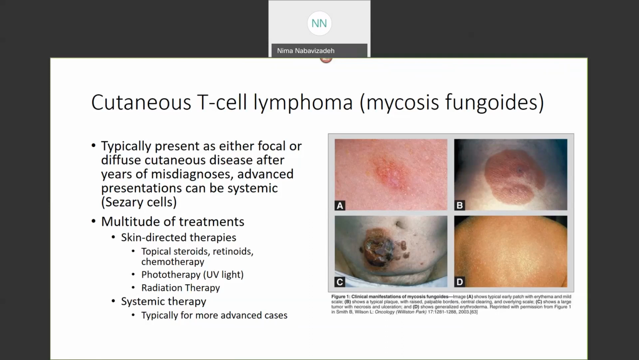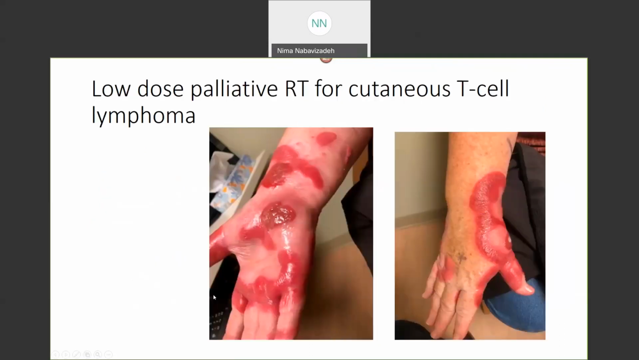There are a multitude of treatments for patients with cutaneous T-cell lymphomas, and these treatments can be divided into either skin-directed therapies or systemic therapies. And obviously, with radiation therapy, we come into play with the skin-directed therapies. Here's an example of a patient of mine who presented after years of misdiagnosis with this angry, painful right wrist cutaneous T-cell lymphoma. Very ulcerative, very painful. Thankfully she was left-handed, but still, as you can tell, this was a huge burden for her.